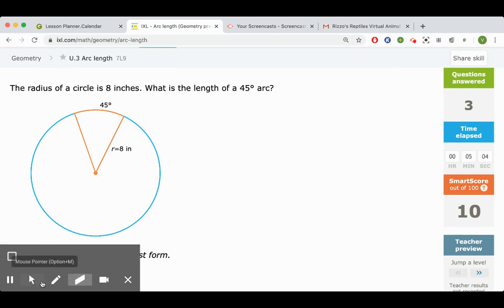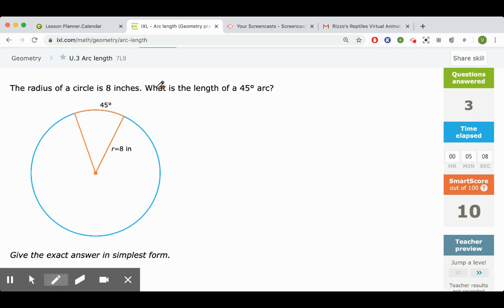So this one here says the radius of a circle is 8 inches. What is the length of a 45-degree arc? Okay, so they need the arc length, and the length is part of this whole circumference. And the whole circumference is, let's see, if the radius is 8, that means the diameter is 16. And if the diameter is 16, that means the circumference is 16 pi. Remember, circumference is diameter times pi.